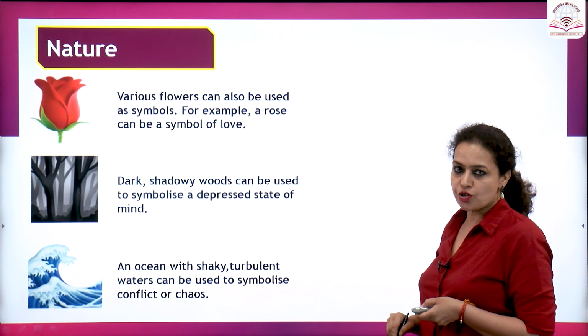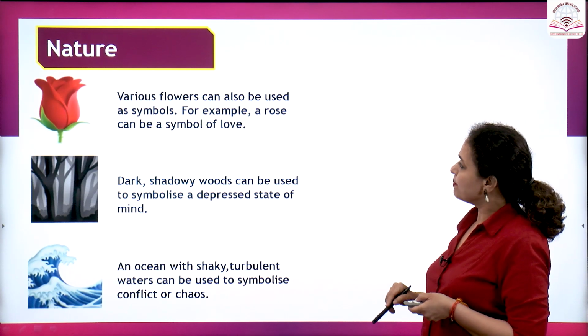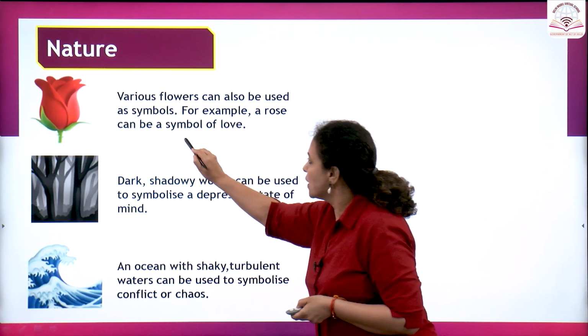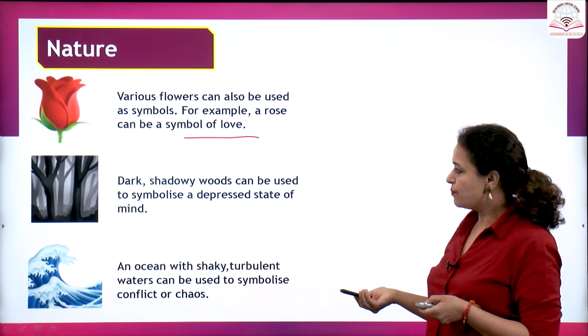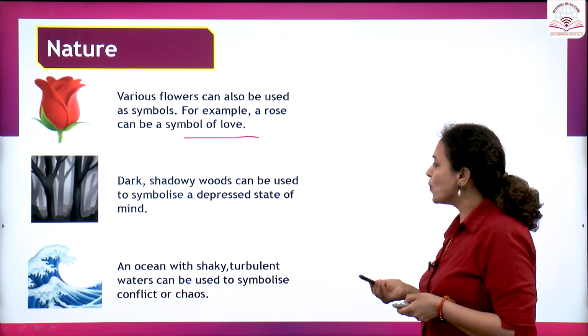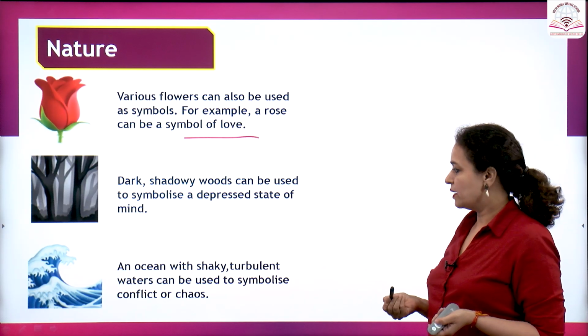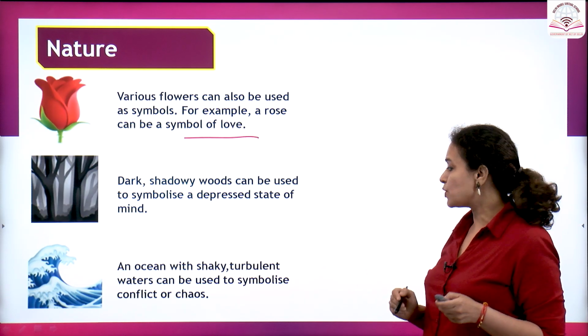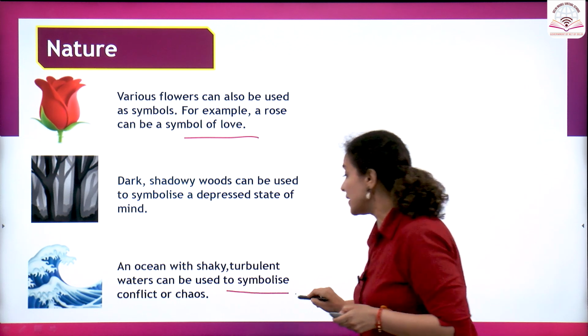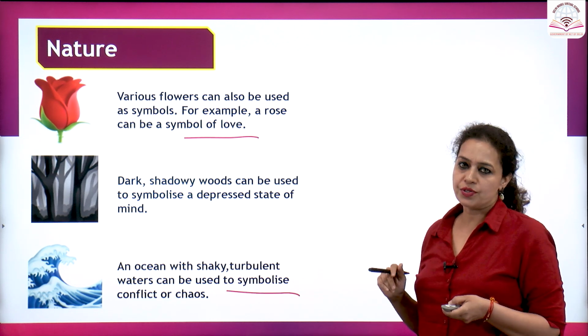Then we have nature also. Various flowers can be used as symbol. For example, a rose can be symbol of love. Dark, shadowy woods can be used to symbolize a depressed state of mind. An ocean with shaky, turbulent waters can be used to symbolize conflict or chaos.